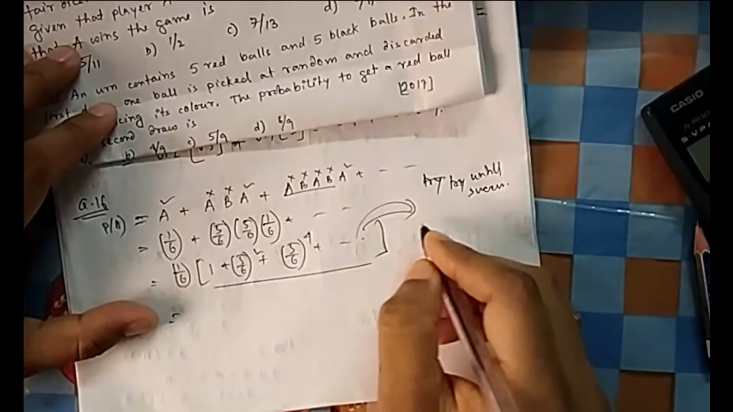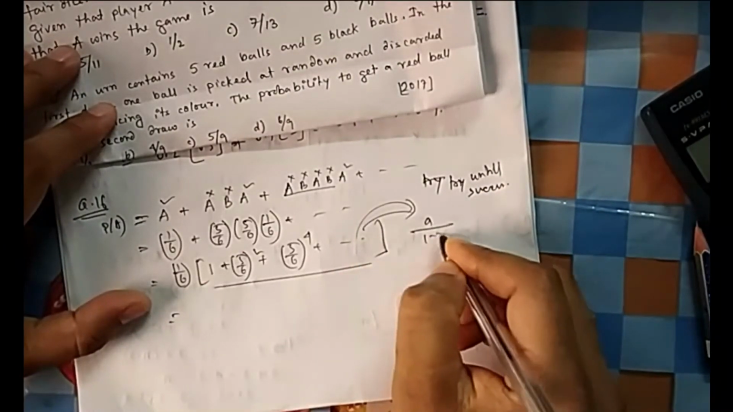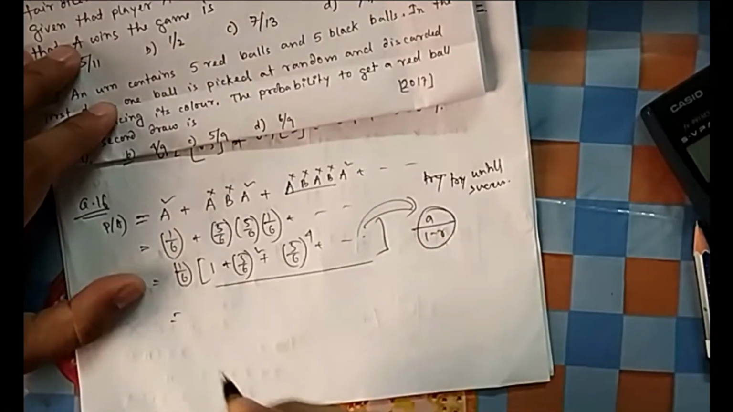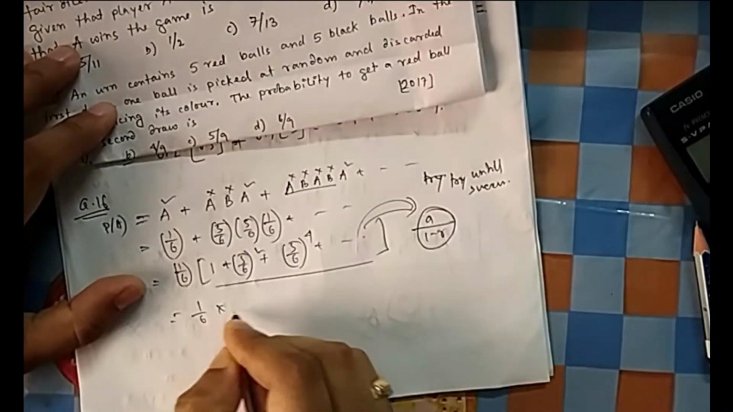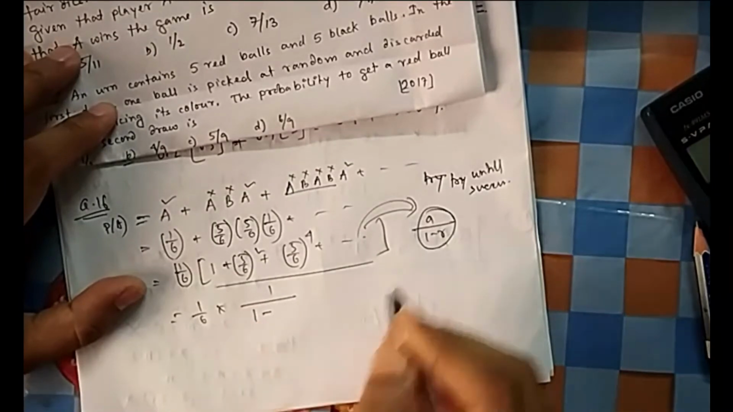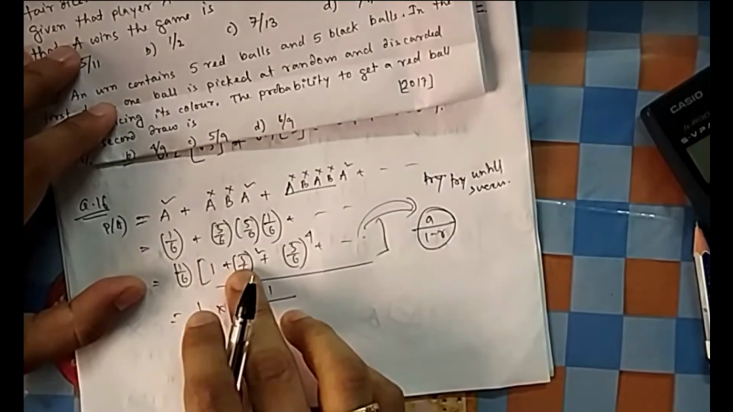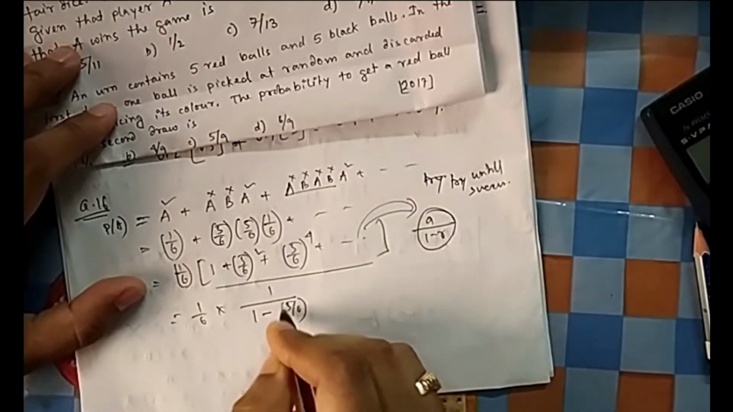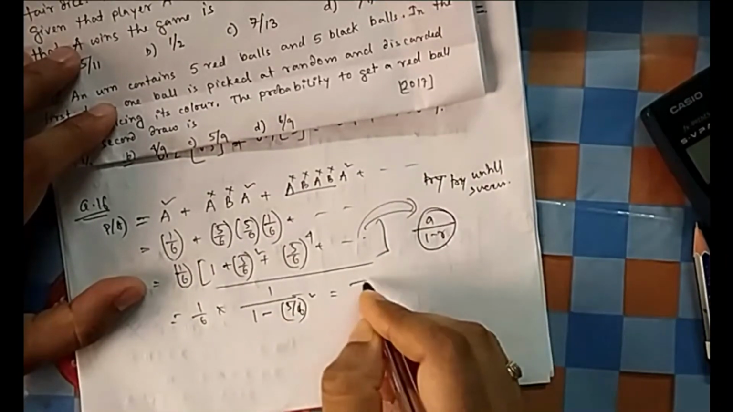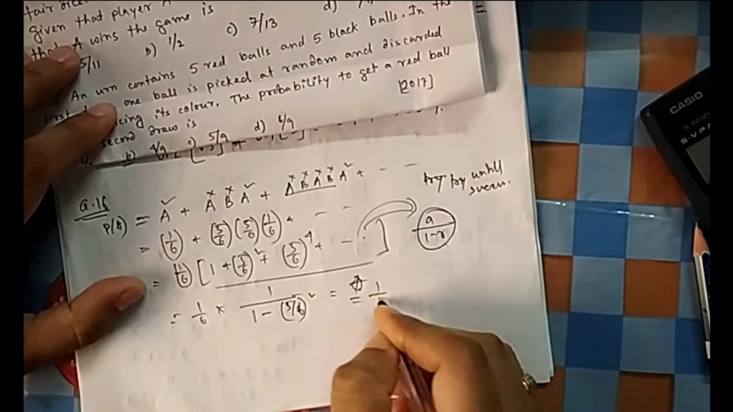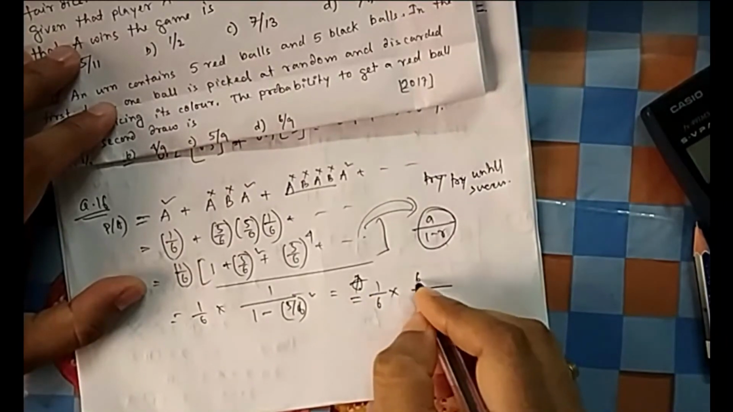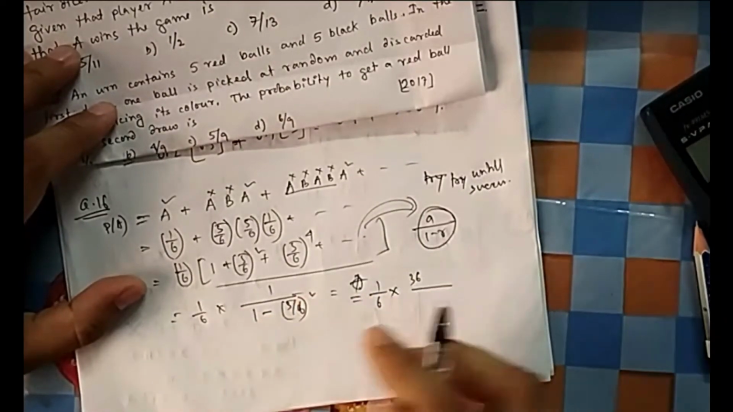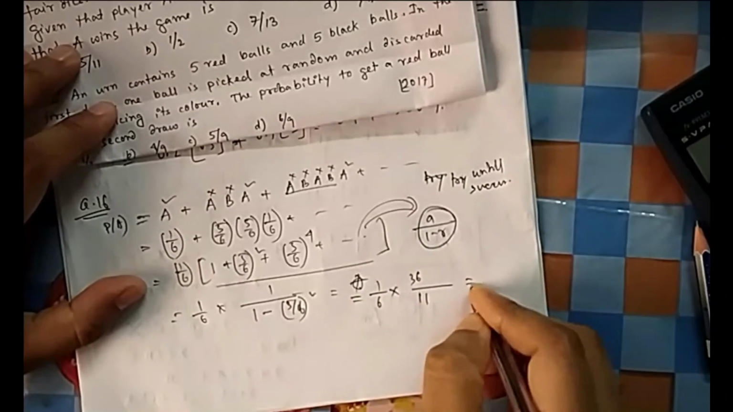So it always forms an infinite GP, and the formula of infinite GP is A by 1 minus R. What is A? A, the first term, is 1. 1 minus what is R? R is the thing that you are multiplying. What are you multiplying? 5 by 6 whole square. So 1 by 6 into 1 by 1 minus 25 by 36, it will be 36 by 11, so the answer is 6 by 11.